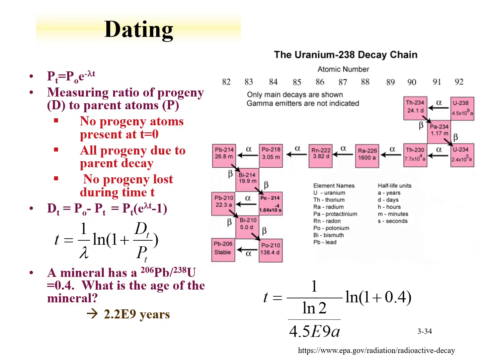So we can just take those values. At time 0, the progeny isotope lead-206 is not present. At time t, which is now, the progeny to parent ratio is 0.4. So this becomes the inverse of the decay constant times log of 1.4, and you get 2.2 billion years.